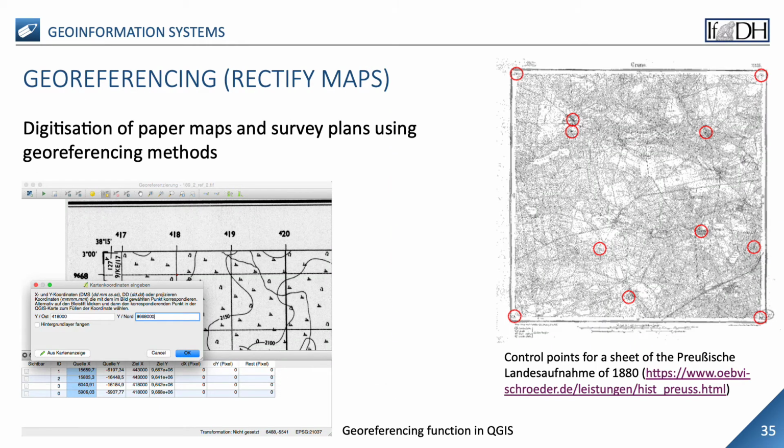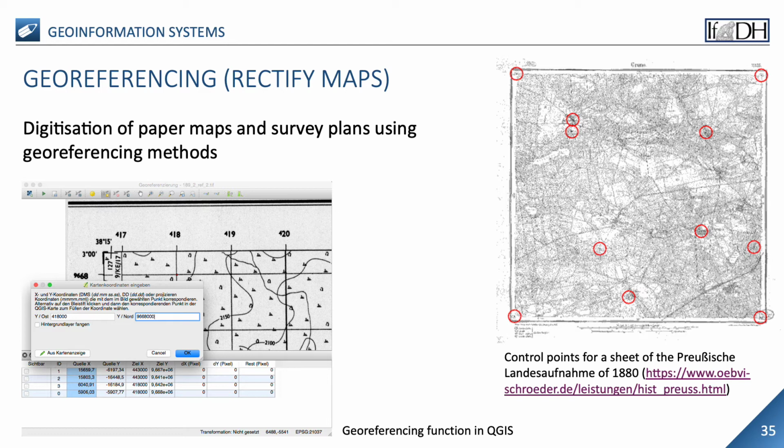A central component of a QGIS is georeferencing, with which existing maps are rectified. Scanned paper maps or survey plans can serve as a basis from which the legend or unneeded parts of the map can be removed with an image processing program. It is also a good idea to change color, contrast or brightness in order to simplify later vectorization.